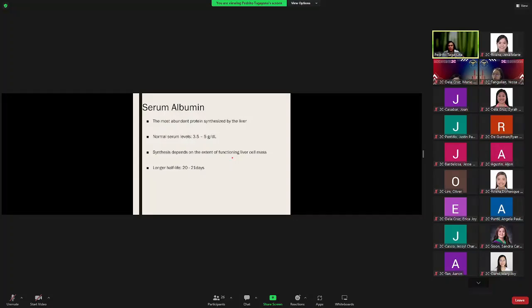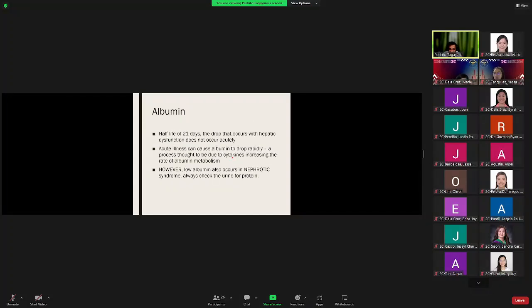The level of albumin is proportional to the number of functional liver cells, or the liver cell mass, and it has a long half-life. That's why drugs that are bound to albumin have a long life also. Its level will decrease in chronic liver disease and in illness.